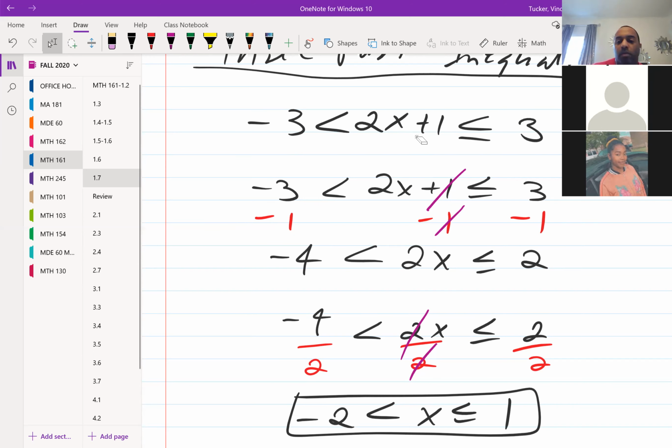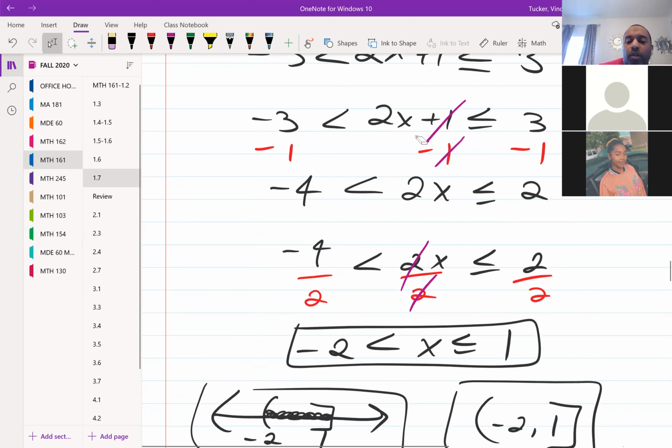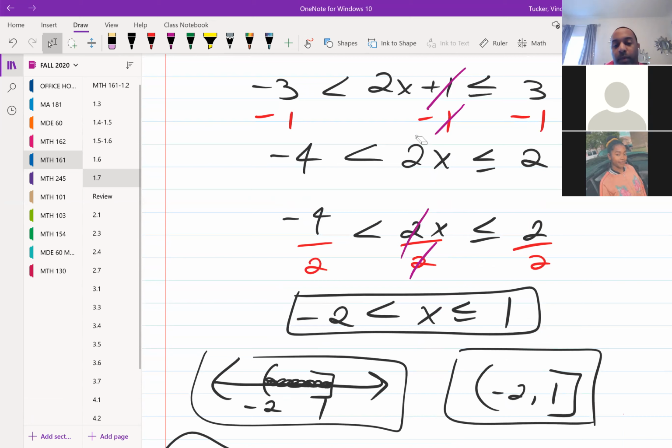All right. Then we have our 2 other pieces. Remember, those are the values that are greater than -2 but less than 1. So you shade it in the middle, bracket over 1, parentheses over the -2.